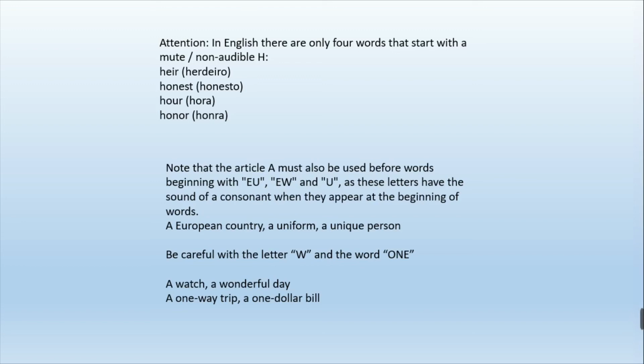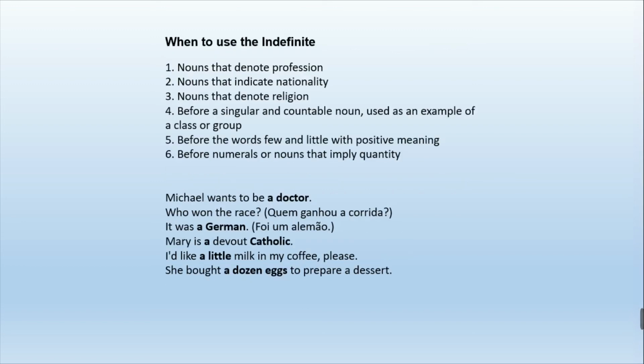Well, when to use the indefinite then? We use the indefinite before nouns that denote profession: a doctor, a teacher, a professor, an engineer. Nouns that indicate nationality. Who won the competition? It was a Brazilian. Who discovered the vaccine? It was an American, okay? Nouns that denote religion. A Catholic, for example, a Christian. I am a Catholic. I am a Christian.